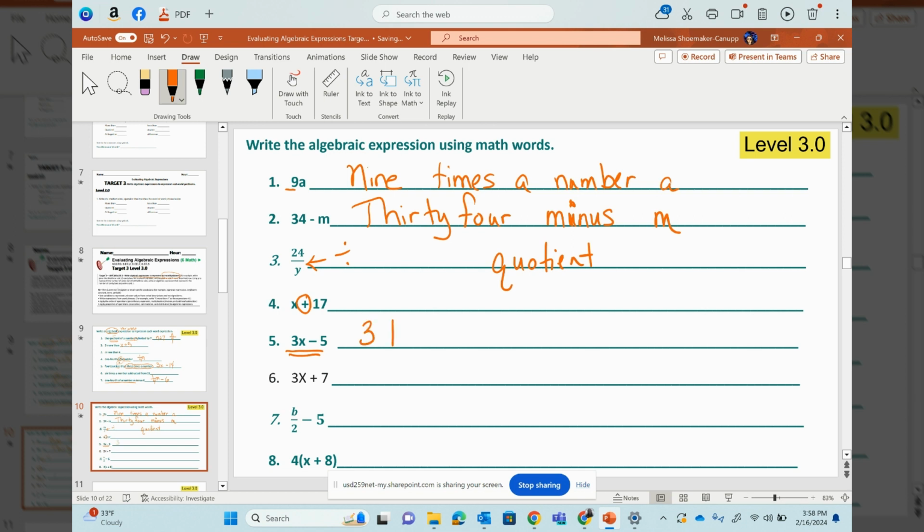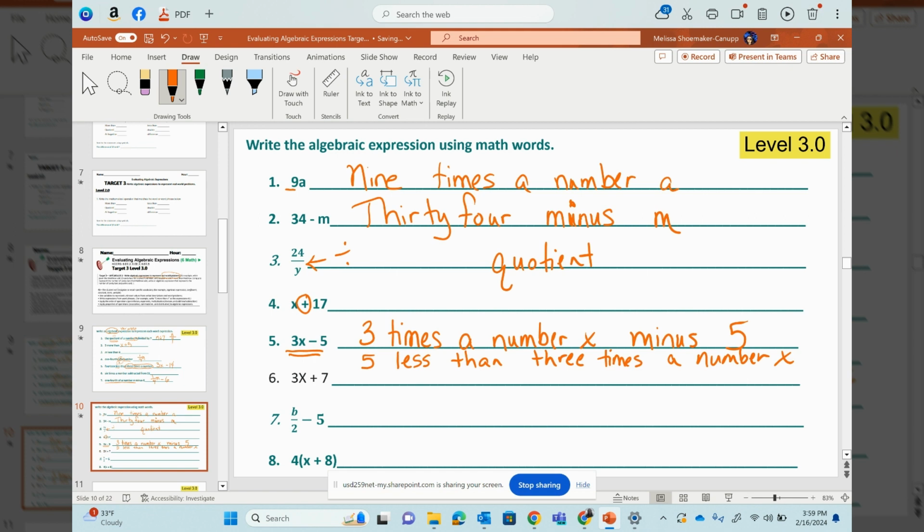3 times a number x minus 5. Now you could say 5 less than 3. I should have really written out the words instead of putting a 5 and a 3. 5 less than 3 times a number x.